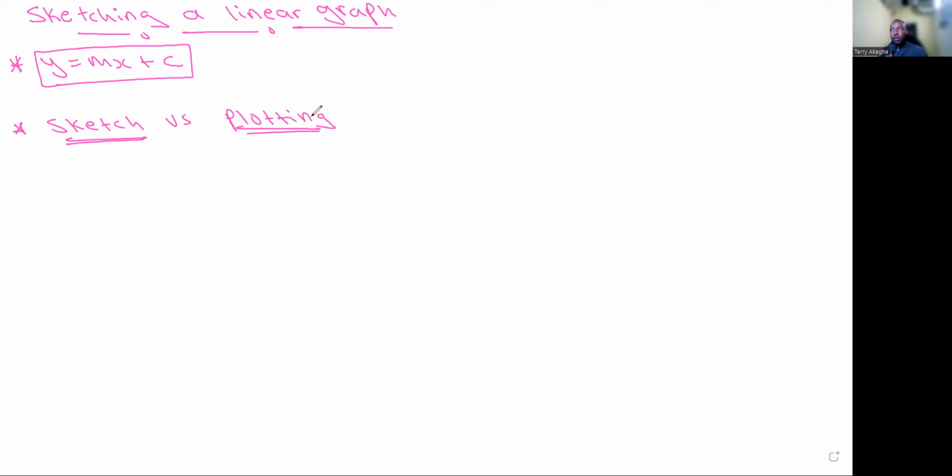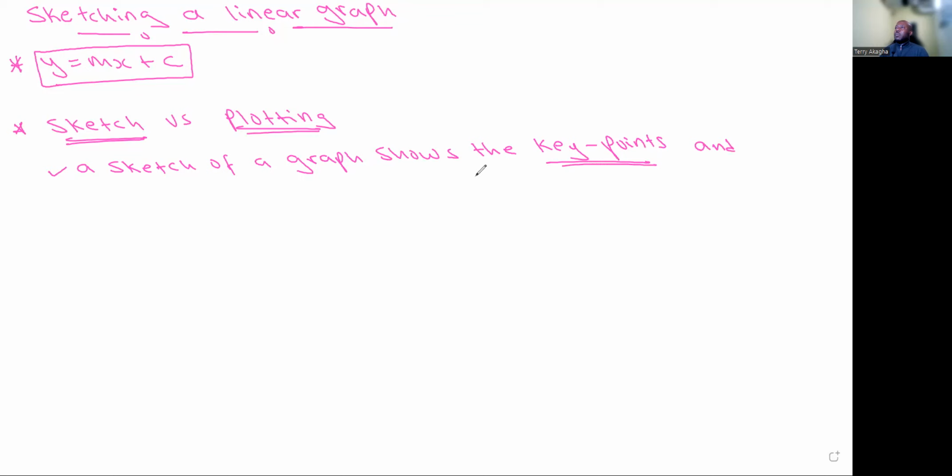So I'm going to write it down because I'm aware that some of you make notes from this video, so that it'll be easy for you to comprehend. When we say a sketch of a graph, it shows the key points. When we say key points, we mean the main features, the most important information. And general shape. So it shows the key points and the general shape of the graph.